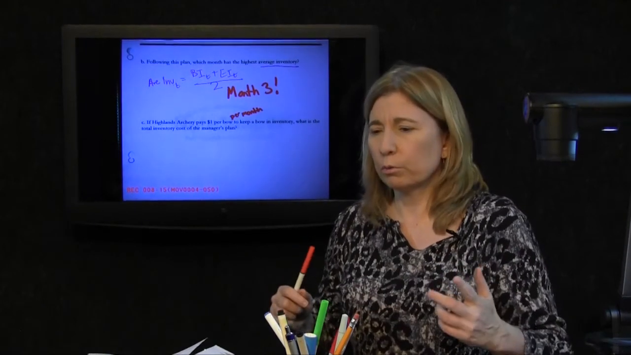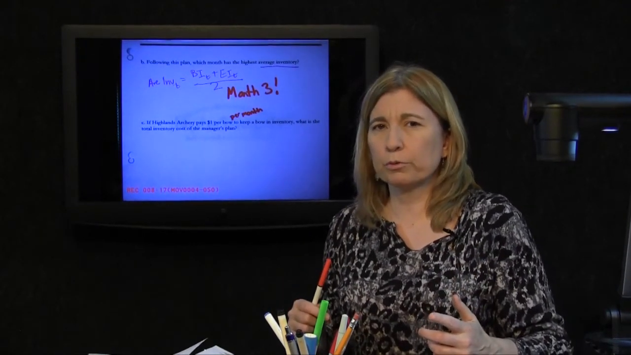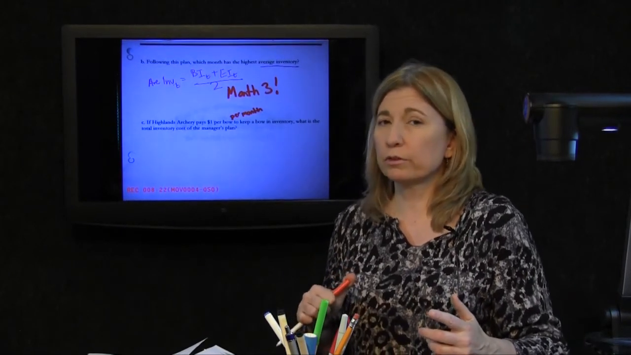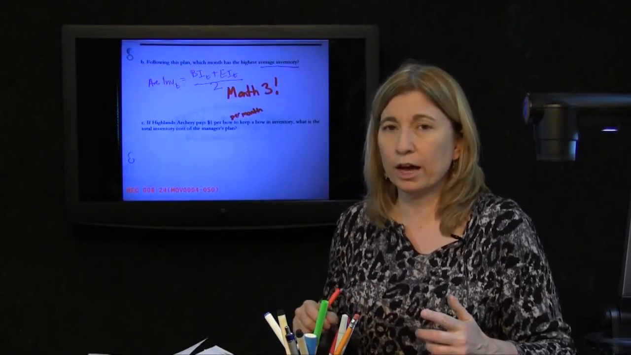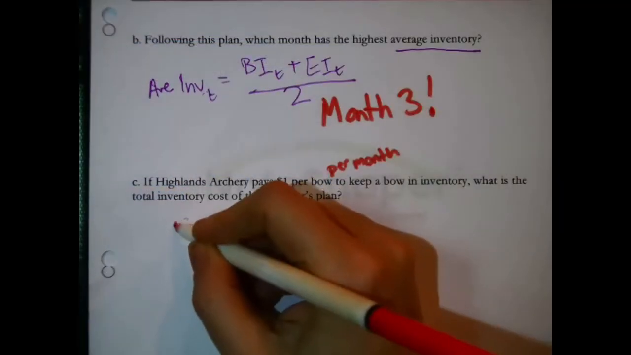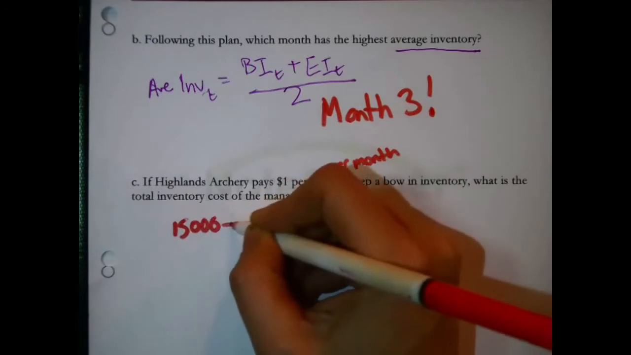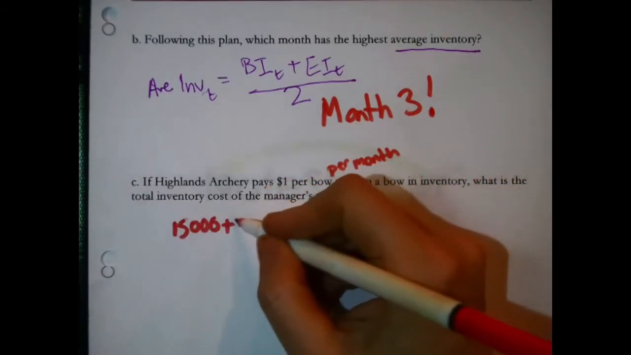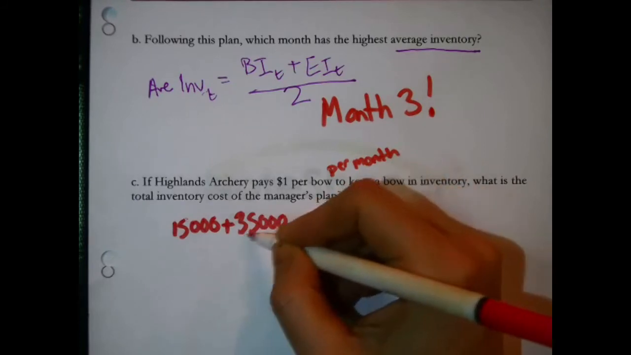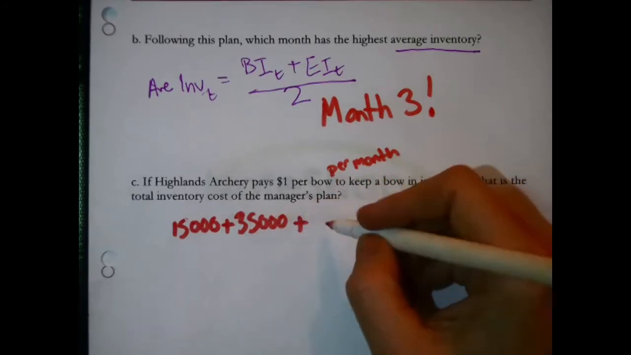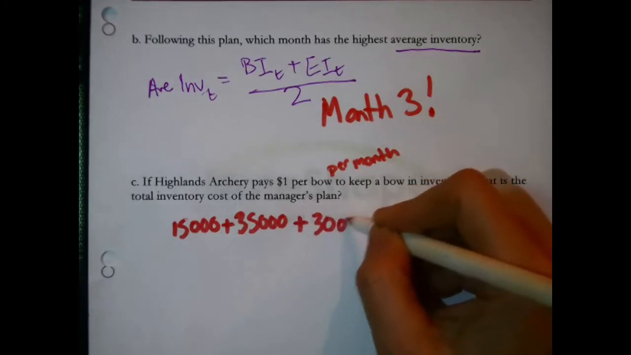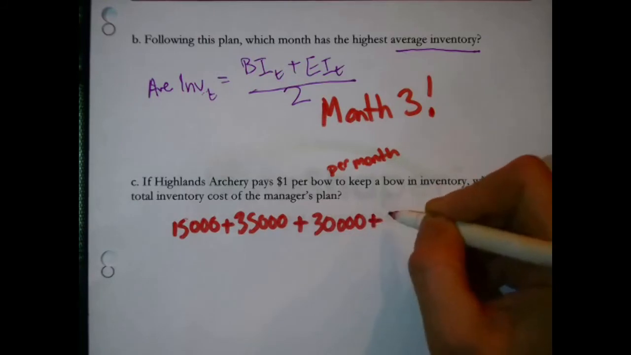So what do we have to do? Well, we've got 4 months worth, right? And it's $1 a bow to keep it in inventory for a month. So we would just want to add up those numbers. Month 1 had an ending inventory of 15,000. Month 2 had an ending inventory of 35,000. The assumption is that if you ended with that, that means that many sat in inventory the entire month. Month 3 ended in 30,000. And month 4 ended in 5,000.